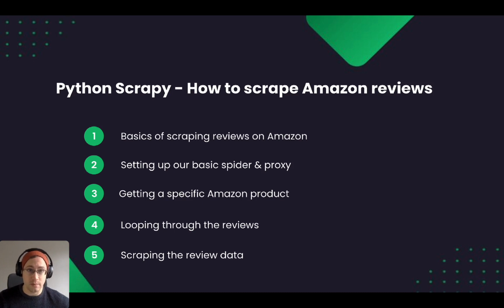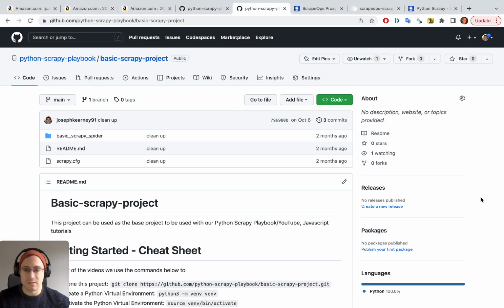Then we're going to set up a basic spider, a proxy to bypass any Amazon anti-bots. Then we're going to move on to getting the specific product with our spider code, looping through all the reviews that are on the page and scraping the review data that we need, and then saving all that to an output file.